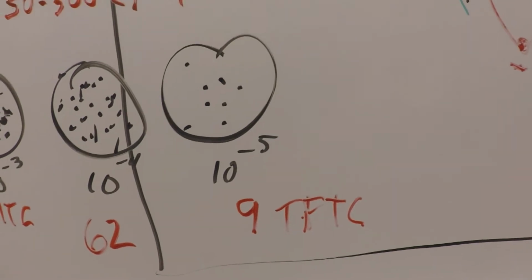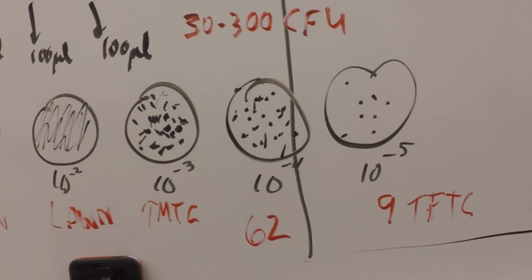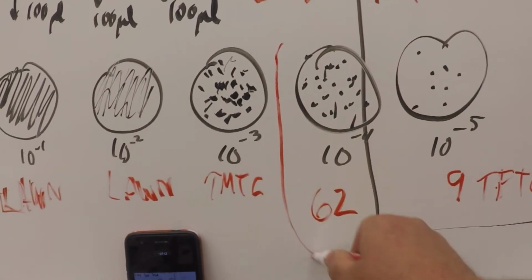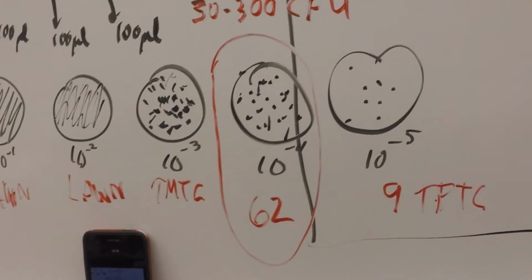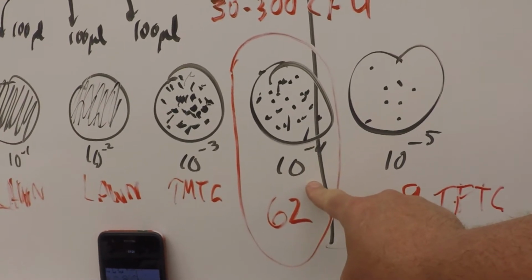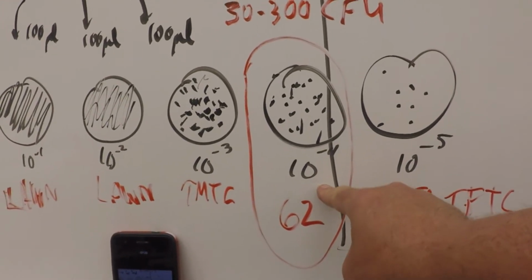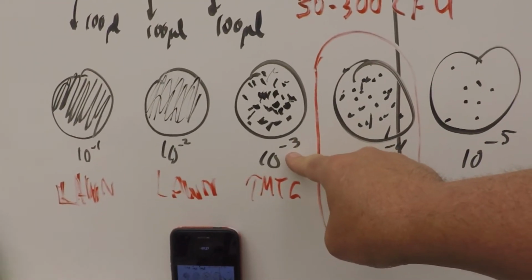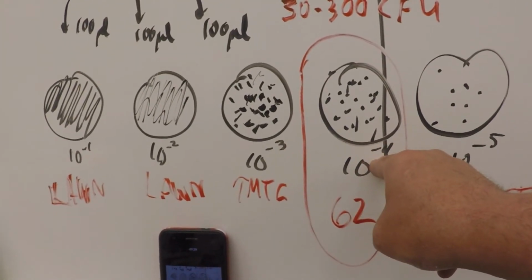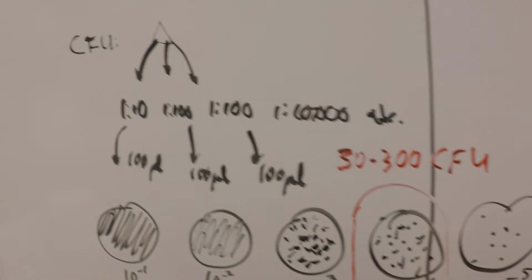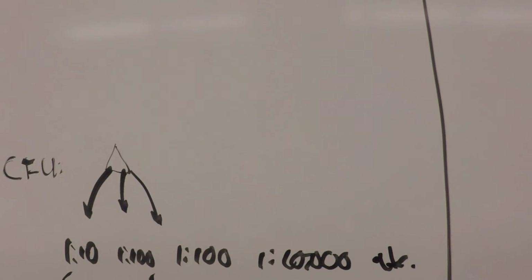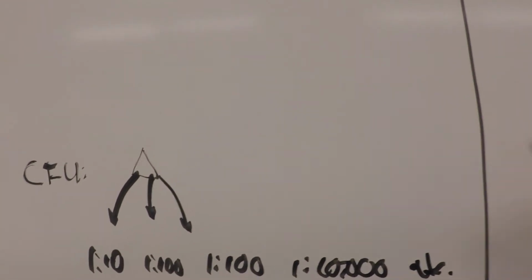Okay? So how do you use these numbers then to calculate how many cells per mil you got? Well, take the one that you can count, in this case 62, and you know it was in the 10 to the minus 4th dilution. Here's 10 minus 3rd, so it's a 1 to 10,000 dilution, okay? So you come up here and you do a little formula, which is super easy.